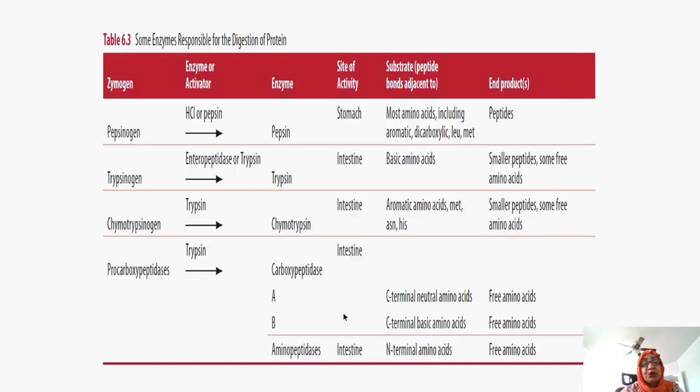So this table will show you different enzymes, and as you can see, we're going to see trypsin mentioned a few times. So either it will act on the protein by itself, or it should be able to stimulate some other very important enzymes to act on the protein. So that's why there is always an argument about trypsin being the most important enzyme in protein digestion.